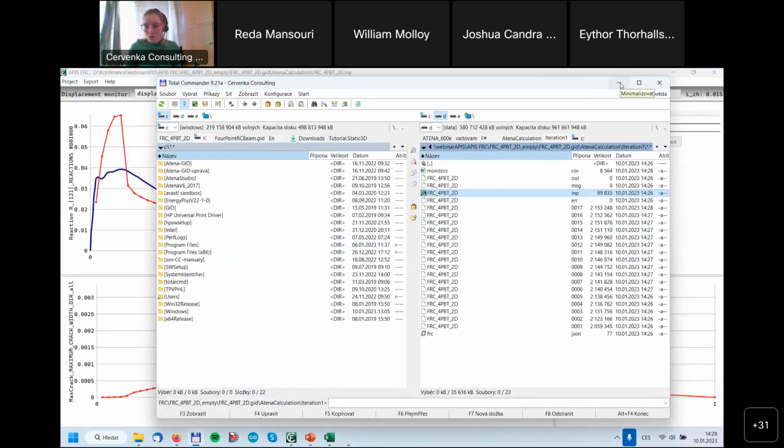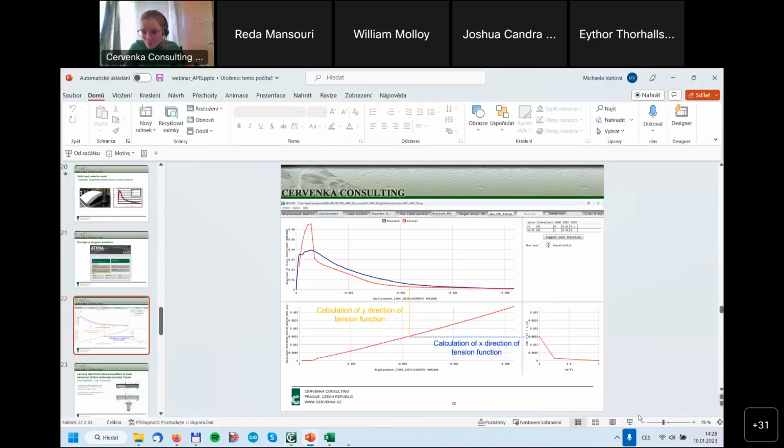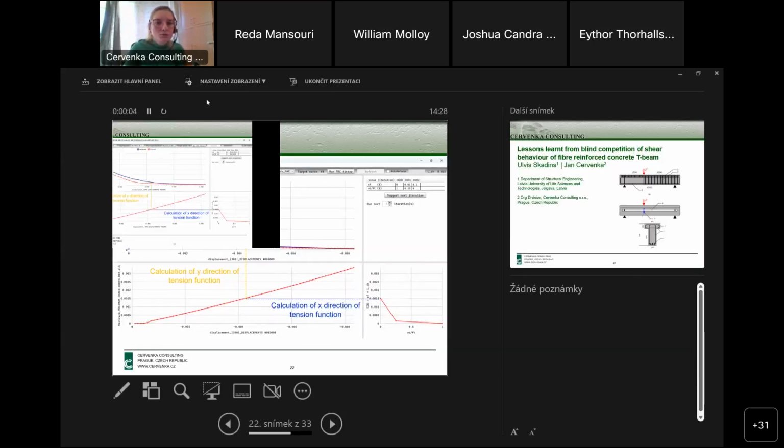And when the simulation is done, you can see that we have more steps already. When the simulation is done, the LD diagram will be drawn in this part. You will see also the tension function in this part, and the diagram will be redrawn. I would maybe show you a little bit more, because here are the lines. Wait a moment, I will just switch it.